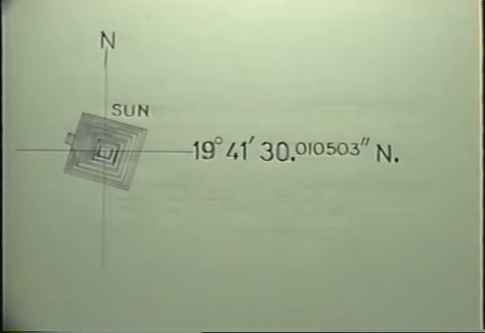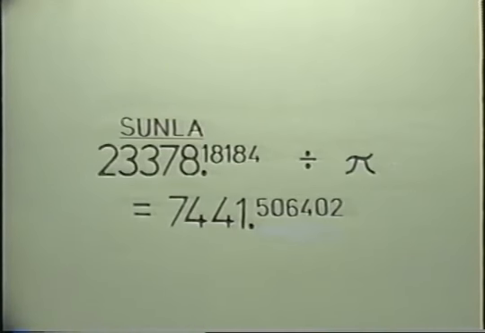I am a pi multiplex, and I will show anyone why I am where I am, if they know my language. As for the matrix proper, the sun addresses it from its grid latitude of 23,378.18184. The access key is, of course, pi. Divide it by pi itself, and we find the 7441.506 square foot area of Stonehenge.